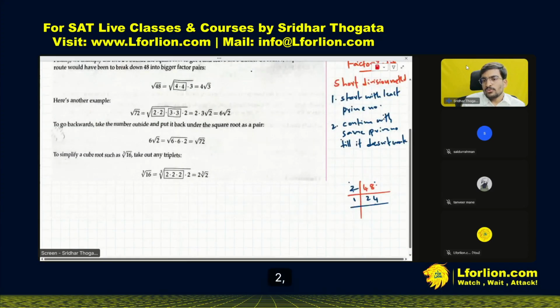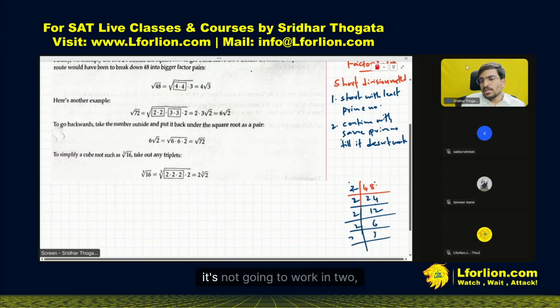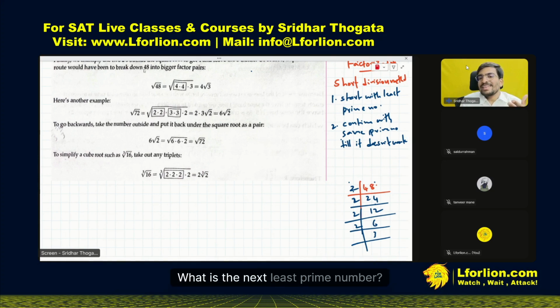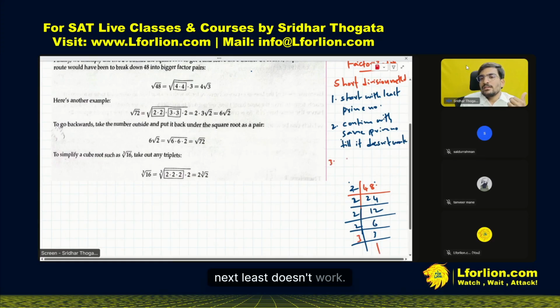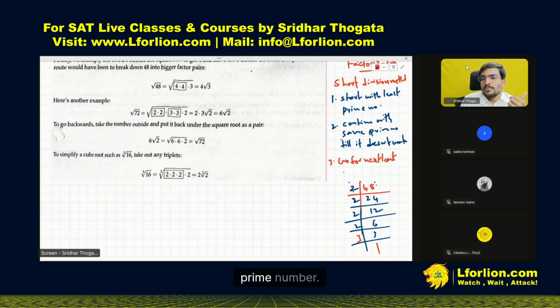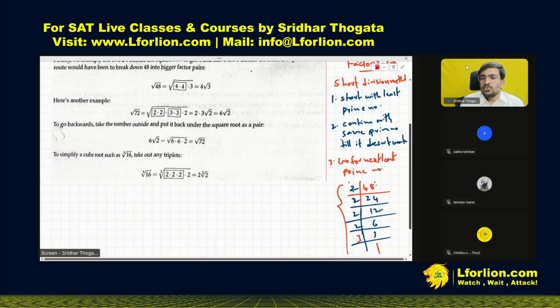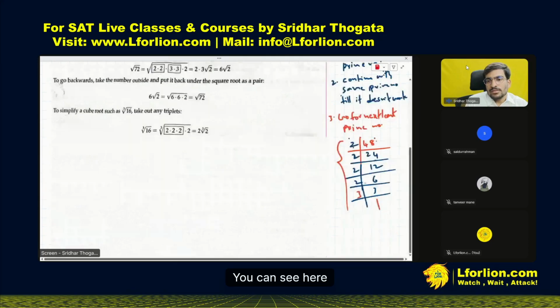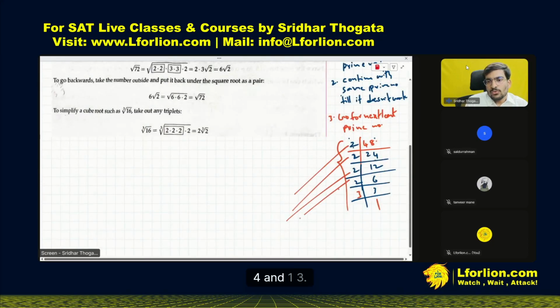So now 2 24, 2 12's 24. Again continue, 2 6, 2 3's. Now if you go with the 2, it's not going to work. In 2, 3 doesn't exist. So you need to move to the next least prime number. What is the next least prime number? 3. So 3 1's 3. This is how we do. So what all things we got? 4 2's and 1 3. You can see here 1 2 3 4 and 1 3.